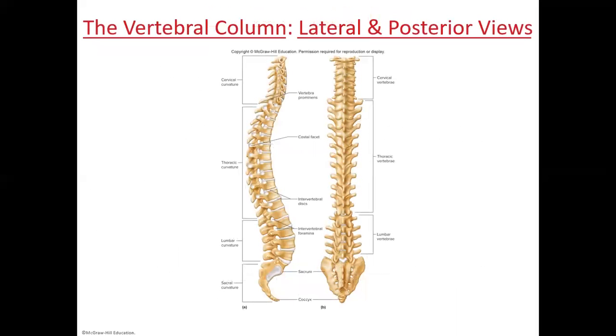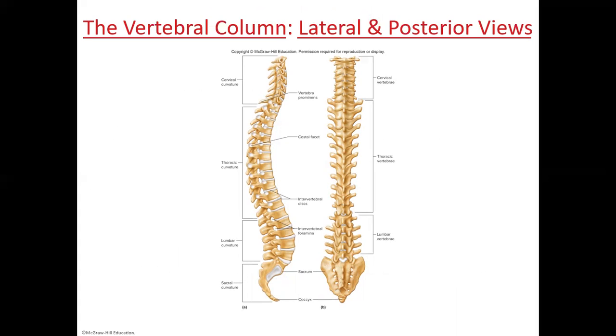And so here's a picture of what the vertebral column would look like. This is a posterior view, and this is lateral. So if you're kind of looking at the side, you can see there's curvatures that are supposed to be there. They help to give your spine strength and support. And then on the right side, it looks a little bit more straight, but you can see more clearly.